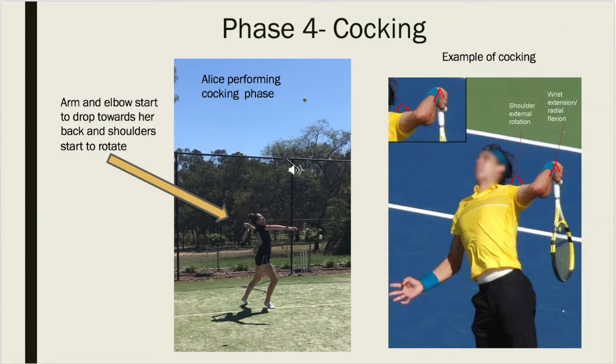Phase 4, cocking, involves the participant's shoulders starting to rotate and the racket starting to move down towards the player's back. Cocking is a strength for the participant as she showcases effective use of shoulder rotation and drops the racket back, ready to build energy and power for the acceleration phase.